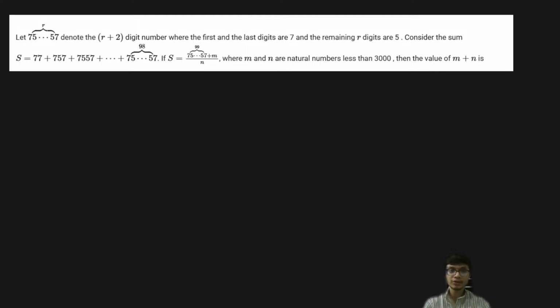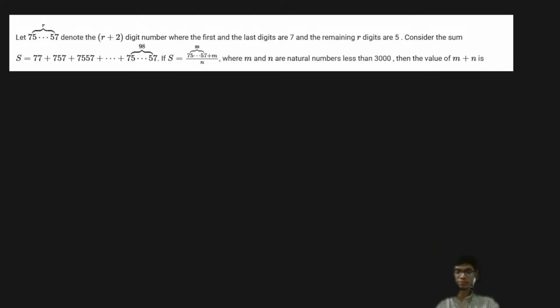Okay, so as you can see, this is a question with multiple digits in a particular number, right? It says that this number starts with 7, then there are r fives, and the ending digit is 7. It denotes an r plus 2 digit number, where the first and the last digits are 7 and the remaining r digits are 5.